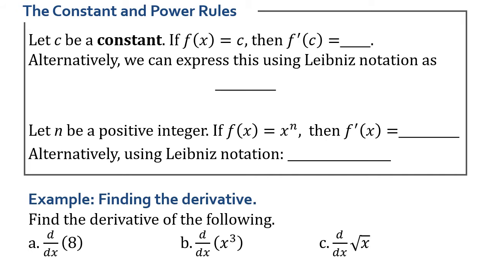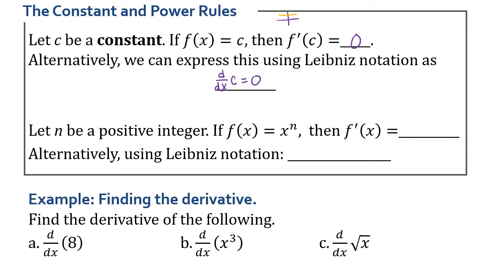Let c be a constant. If f of x equals c, then the first derivative is 0. If we think about why, if the function is a constant, that just means it's going to be a straight line. Well, what's the derivative? The rate of change? It's not changing, so that's why it's 0. We're going to learn some new notation. Instead of always writing f prime, we can say d over dx of c equals 0, which means you're taking the derivative of the function with respect to x.